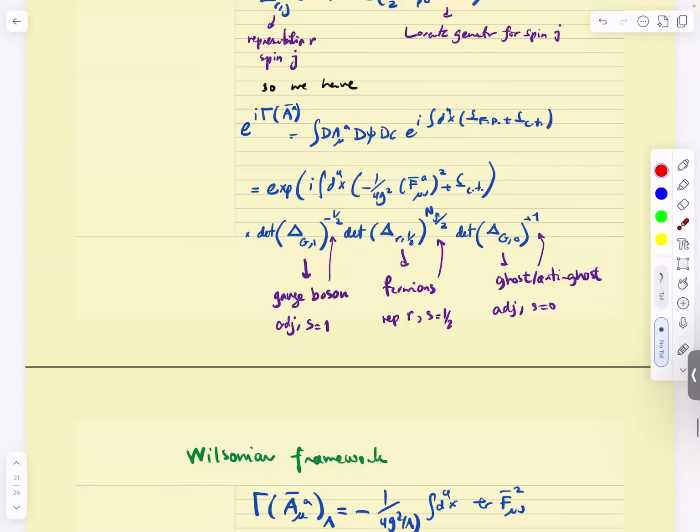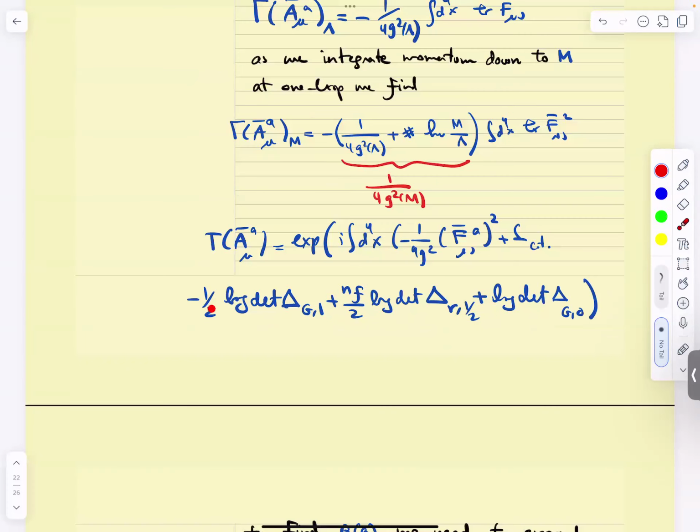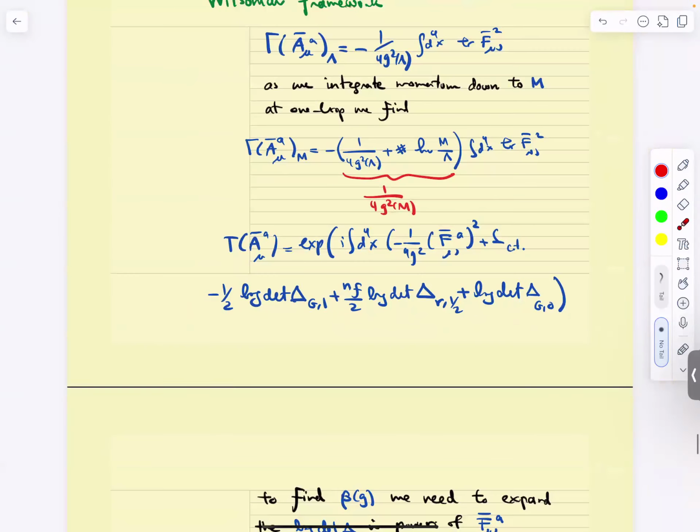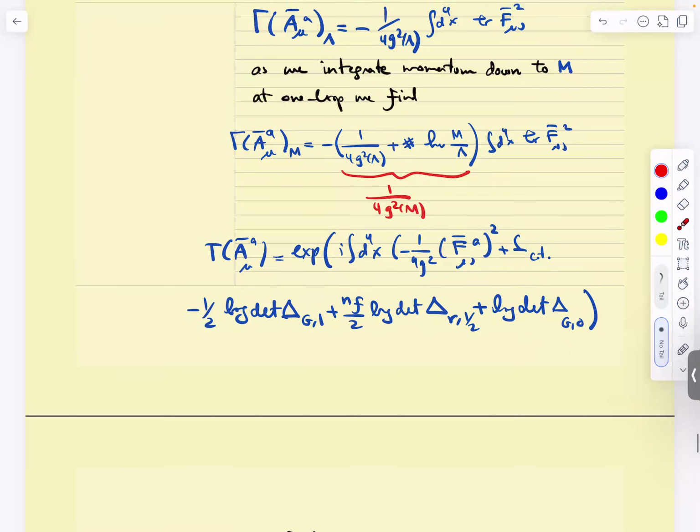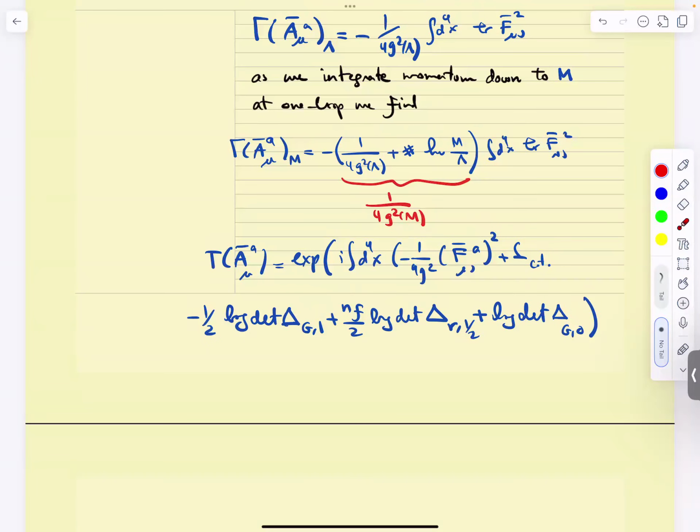So you see now these determinants, I pull them up and put them in the action. So log of the determinant, with a half because this was a gauge field with a power of minus half; these were Gaussian variables. Log of the determinant, NF over 2, these are fermionic, so that's plus. Delta of R and half. And then log of the determinant, these were again fermionic, so plus. This has to do with the ghost anti-ghost. Questions?